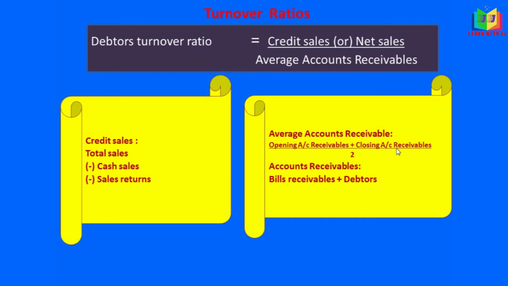Accounts receivables here means debtors plus bills receivables. If the opening debtors and opening bills receivables are given, and the closing debtors and closing bills receivables are given, we first find the accounts receivables, that is bills receivables plus debtors, for opening and closing, then add the opening and closing accounts receivables and divide by 2. In the absence of opening and closing, we can just find the accounts receivables alone; no need to find the average.